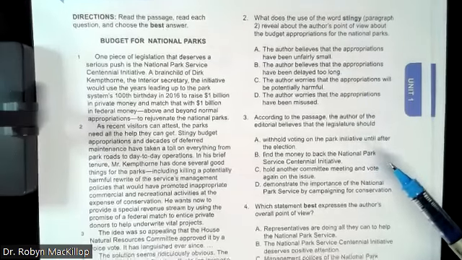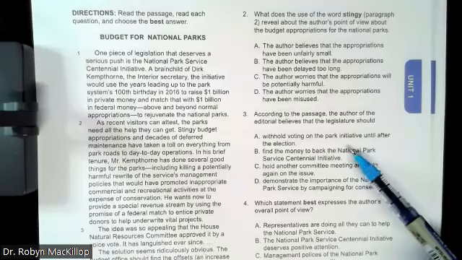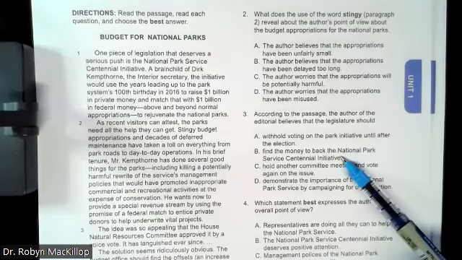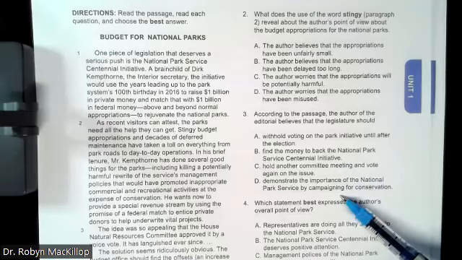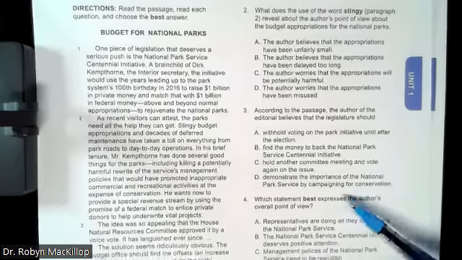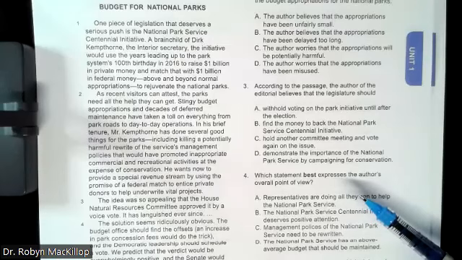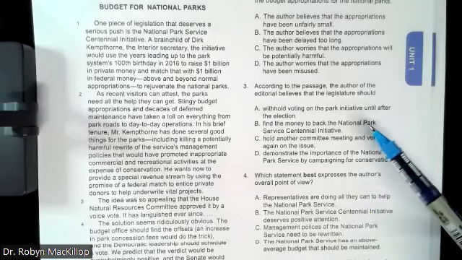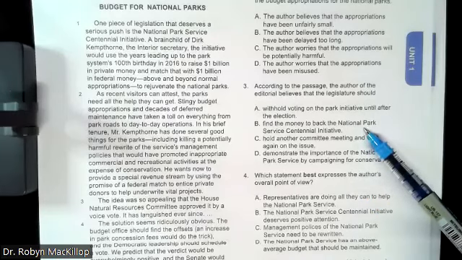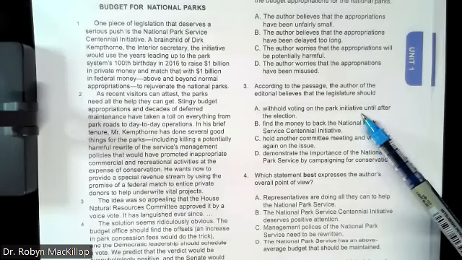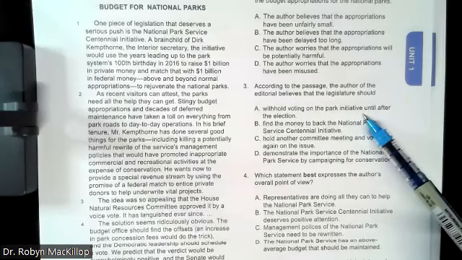According to the passage, the author of the editorial believes the legislature should withhold voting, find the money to back the National Park Service Centennial Initiative, hold another meeting, or demonstrate the importance of the National Park Service by campaigning for conservation. Two of those you can get rid of right away. He certainly didn't want to withhold voting, so you can cross A off. He wanted it to go forward, so he wasn't interested in delaying.